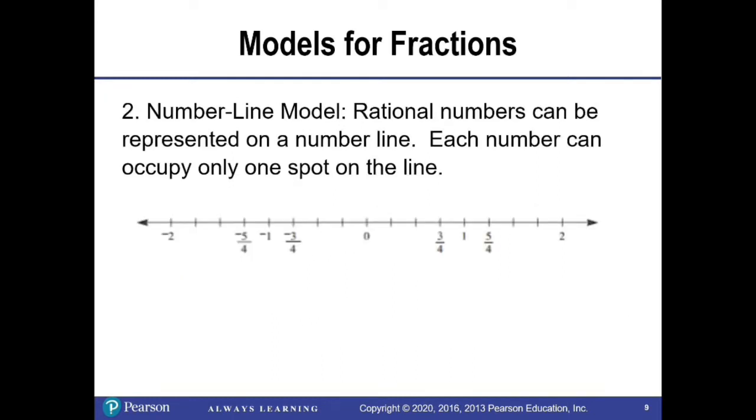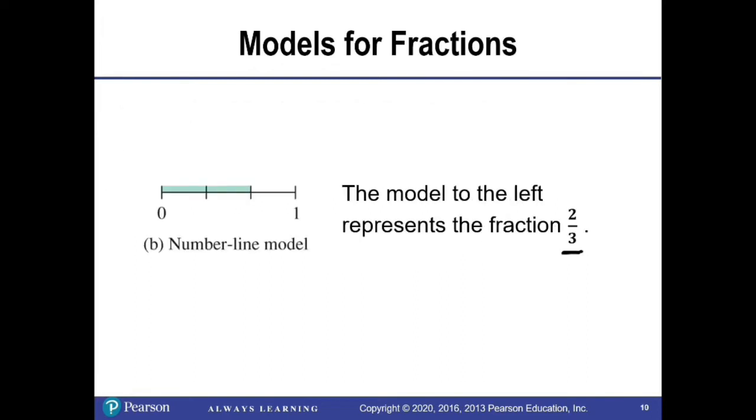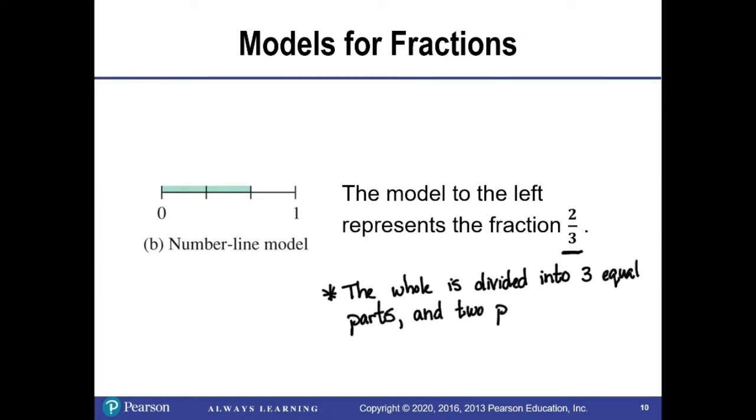A second model that we can use to represent fractions is our number line model. Every number can occupy only one spot on our number line. On this number line, we have shaded 2/3 because our whole is divided into 3 equal parts. And notice that 2 parts are shaded. So I could count on the number line 1/3 and 2/3.